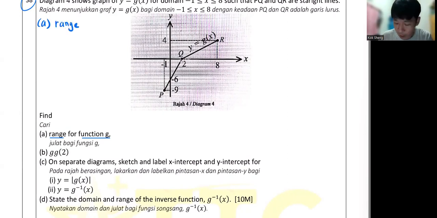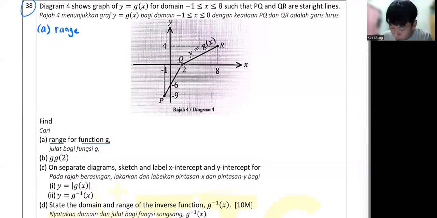Okay, so for the range, if you remember the chapter 1 function, the range here is actually the same as your image. I mean, or I can say all the image.